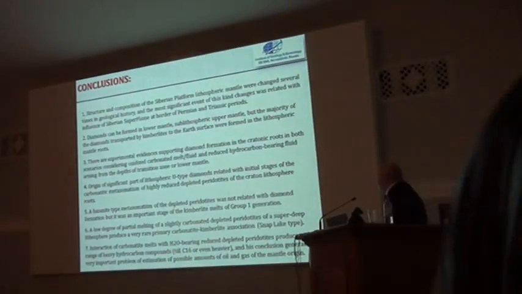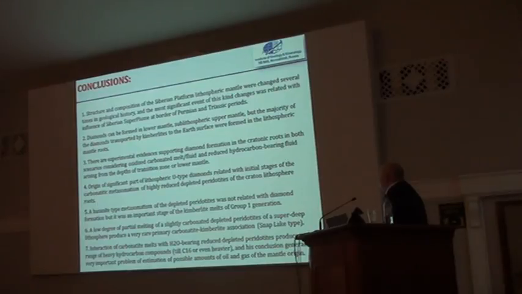The structure and composition of the Siberian platform were changed several times in geological history, and the most significant event of this kind was related to the influence of the Siberian superplume in the Permian-Triassic period. Diamonds can be formed in the lower mantle and the sublithospheric upper mantle, but the majority of diamonds transported by kimberlites to the Earth's surface were formed in the lithospheric mantle roots.